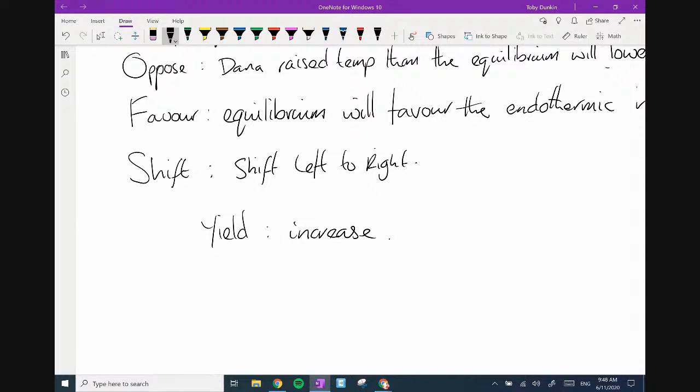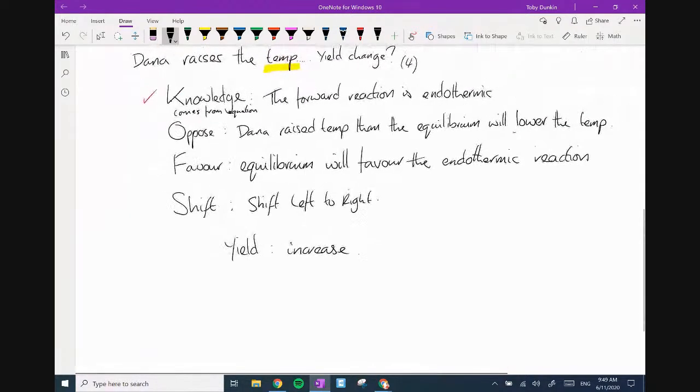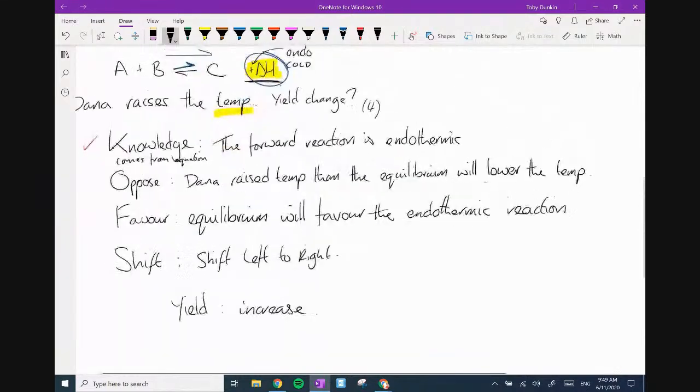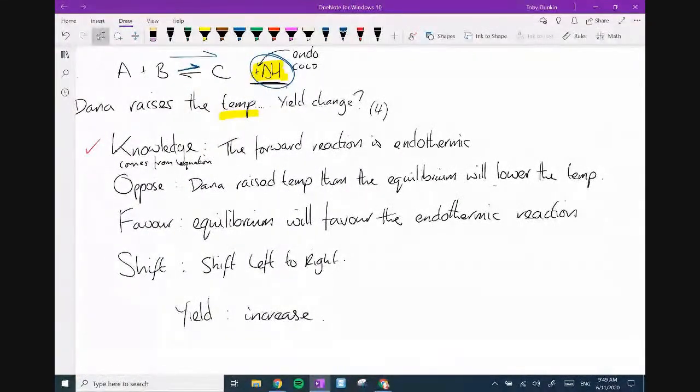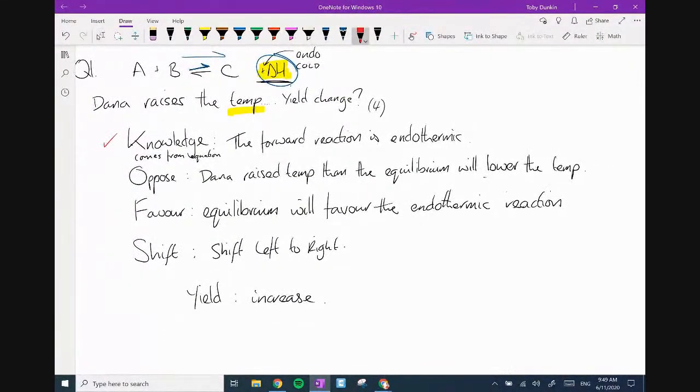I like it. Nikita, yeah, knowledge for reaction is endo. Oppose, Donna raises the temperature, so equilibrium opposes it and lowers the temperature. Favors, equilibrium will favor the forward endo reaction. Well done for saying endo there. I thought you were going to lose it there with favors the forward. You had to say the endo. Well done. Shift, you said shift, yield increases. You missed shift from left to right, yield increases. Great job, Nikita. Outstanding.